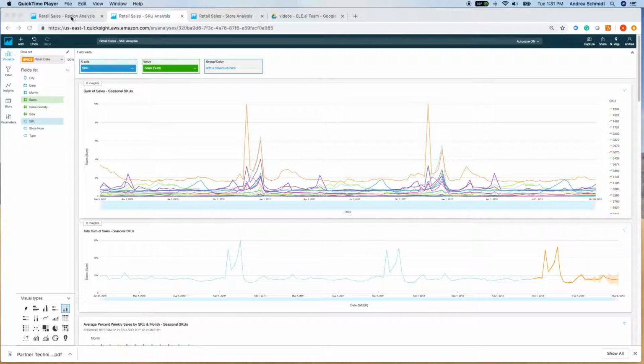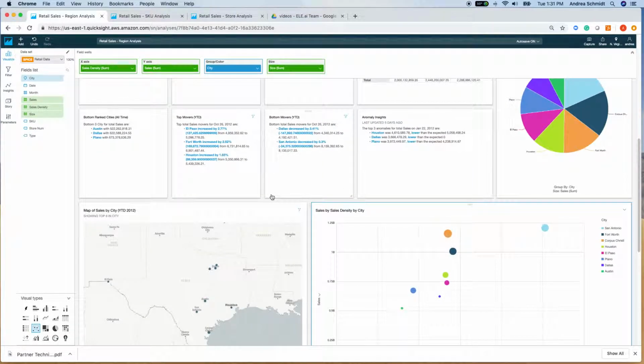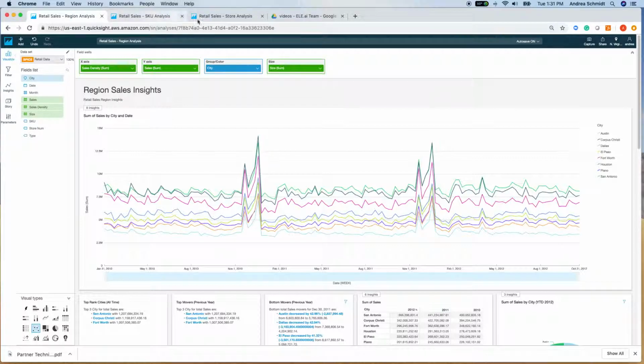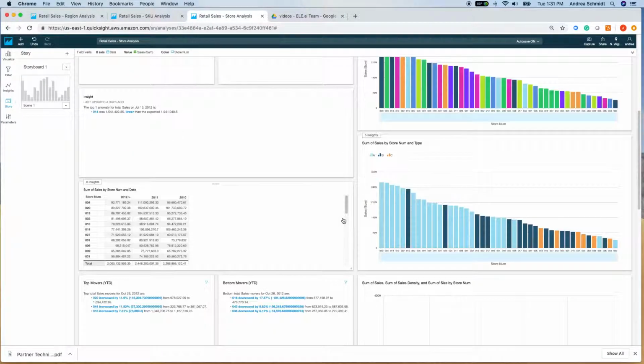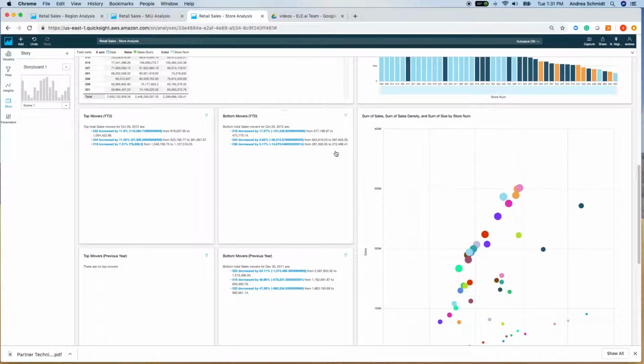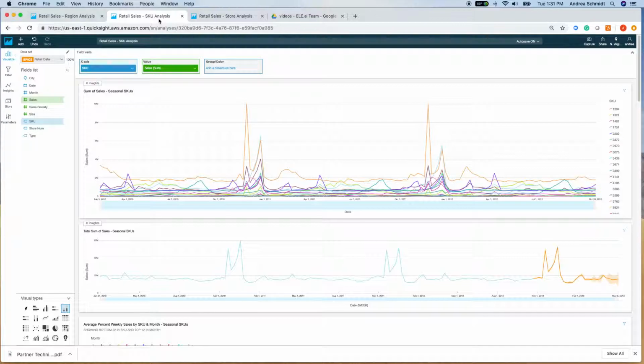So in the previous 2 videos, I went over an analysis by region, and then in the second video, I did a store analysis, looking into the relationship of sales between stores. And now I'm going to dive even further into a SKU, or stock keeping unit, if you're unfamiliar with the terminology. So this is each individual SKU and its sales over time.